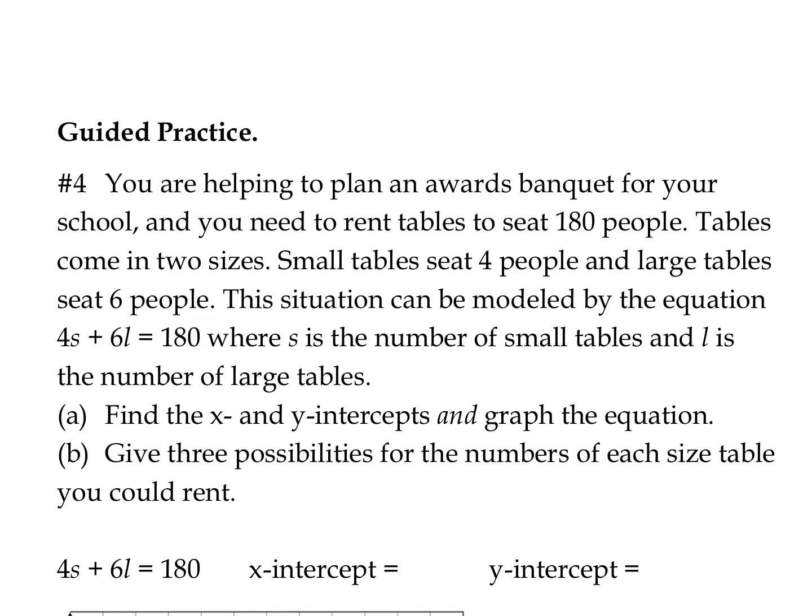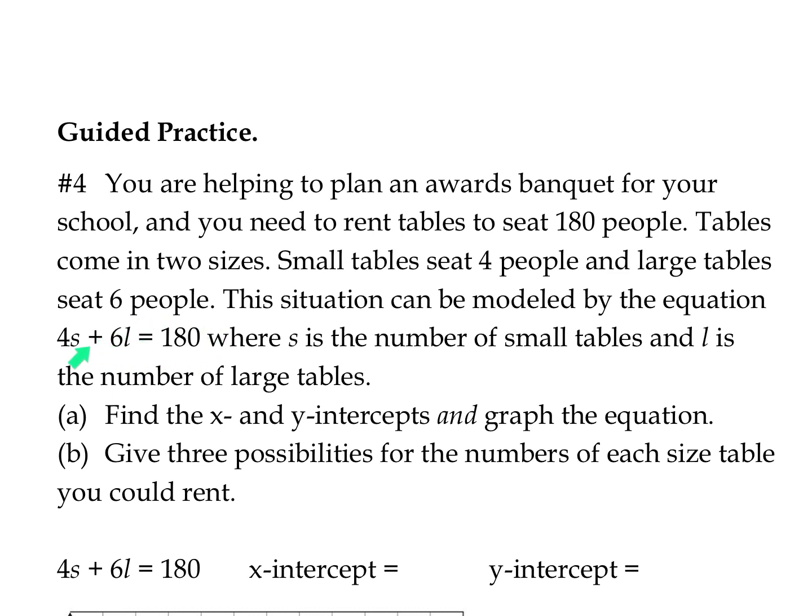This situation can be modeled by the equation we've got here, right? 4 times s, however many small tables we rent, times 4. So if we rent 5 small tables, we can seat 4 at each of them. 4 times 5 gives us 20 people that can sit. S is the small tables. Then 6 at each large table. So again, if we rented 5 large tables, 6 times 5 gives us 30. We could seat 30 people at those large tables.